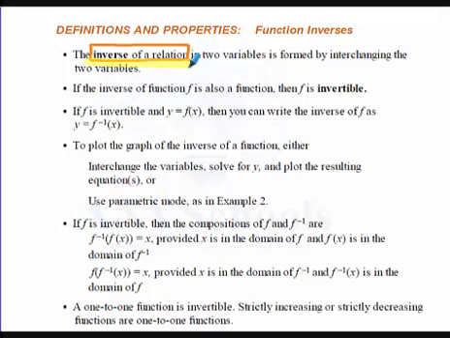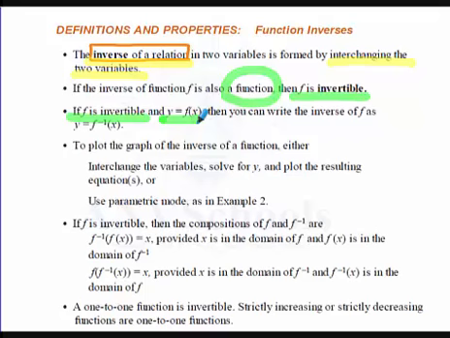Okay, it's formed by interchanging. Don't forget this. Interchange the variables. When we want to do it algebraically, we interchange the two variables x and y. x becomes y and y becomes x, and then we solve for y in terms of x again. If the inverse of a function f is also a function, then f is invertible. This is very important. If the inverse of f is also a function, meaning f is one-to-one, then f is invertible.